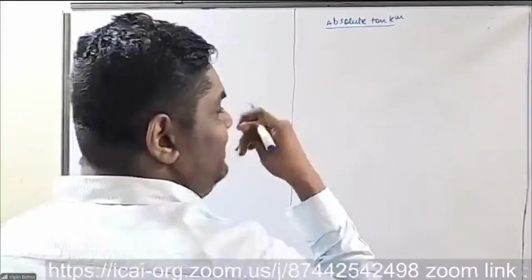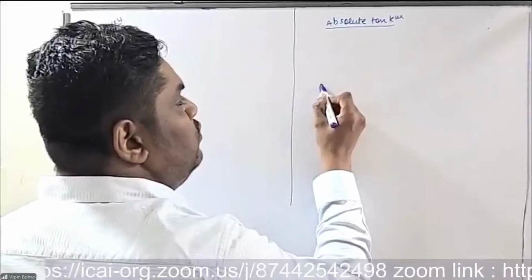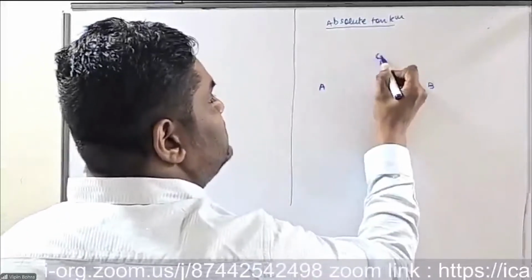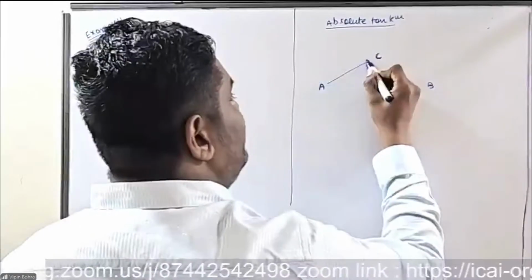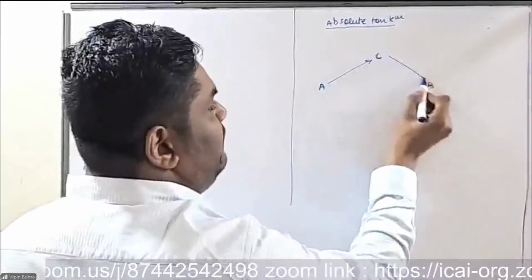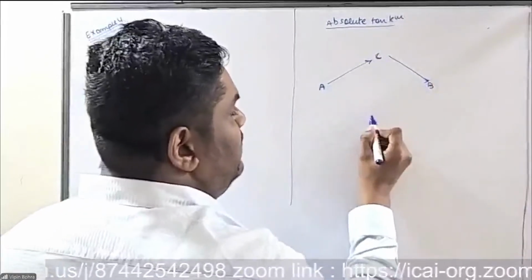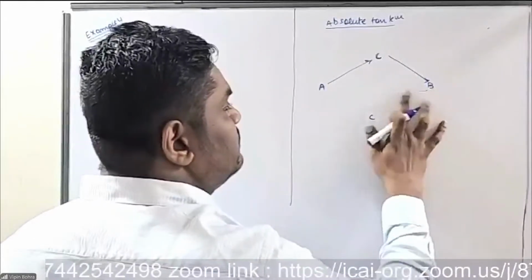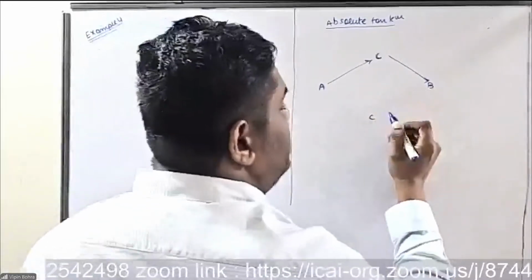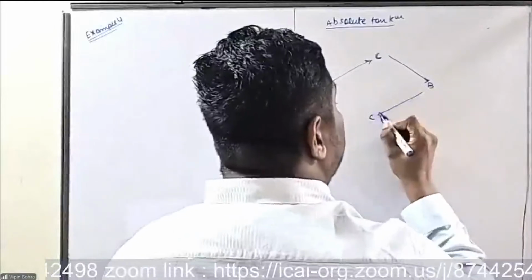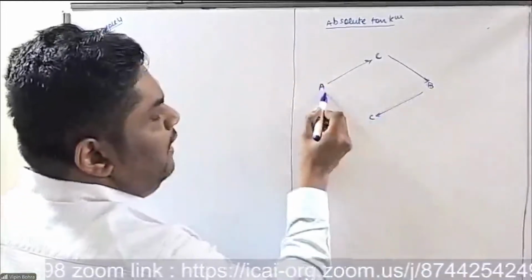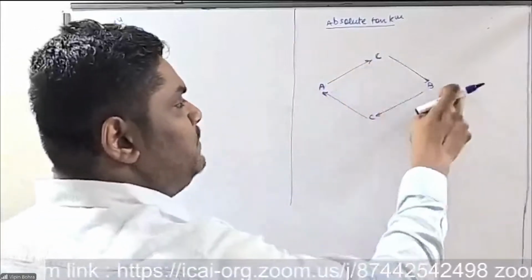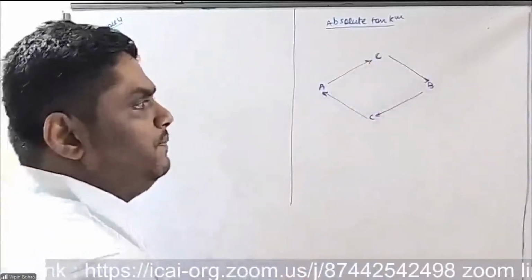Now, let's present it in a diagrammatic way. There are two stations A and B. There is an intermediate station C. So it is going from A to C and from C to B. And in the return journey also, they are coming from B to C and C to A. So A to C, C to B, B to C, again C to A.